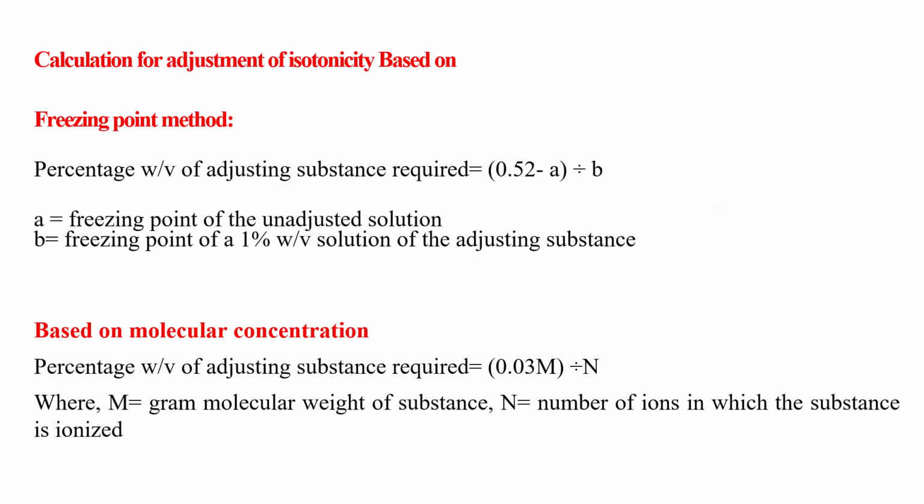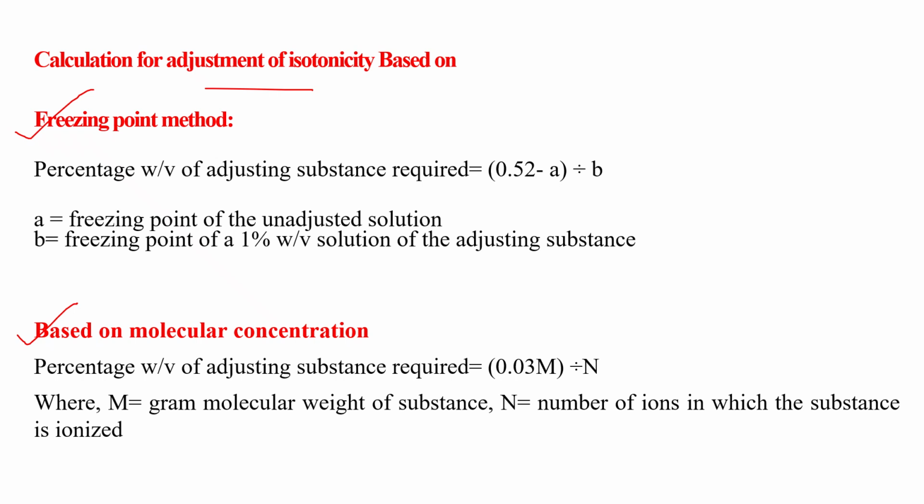Next we are going to discuss adjusting tonicity, meaning adjustment of isotonicity. Okay, one of the most important topics. Whatever I am discussing from dispensing pharmacy, these are the major hotspots from where we used to get questions in GPAT as well as NIPER. So adjusting tonicity is calculated by two different methods. One is the freezing point method, another is molecular concentration.